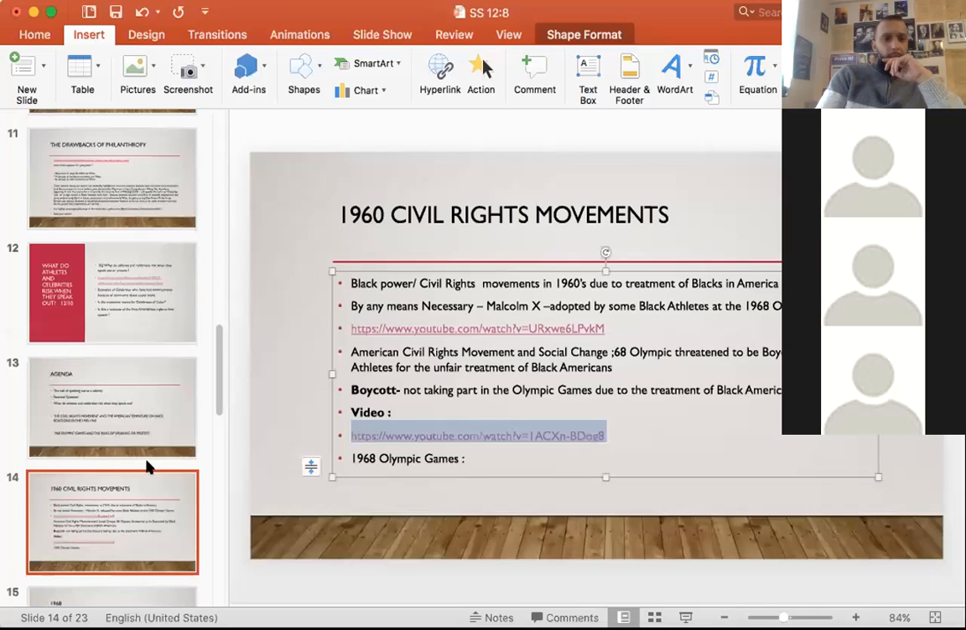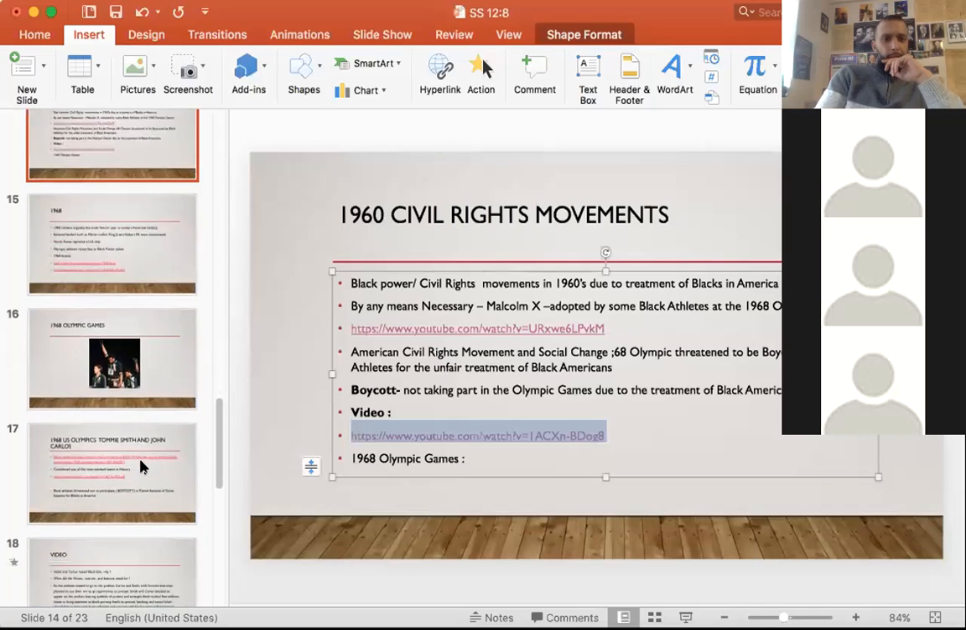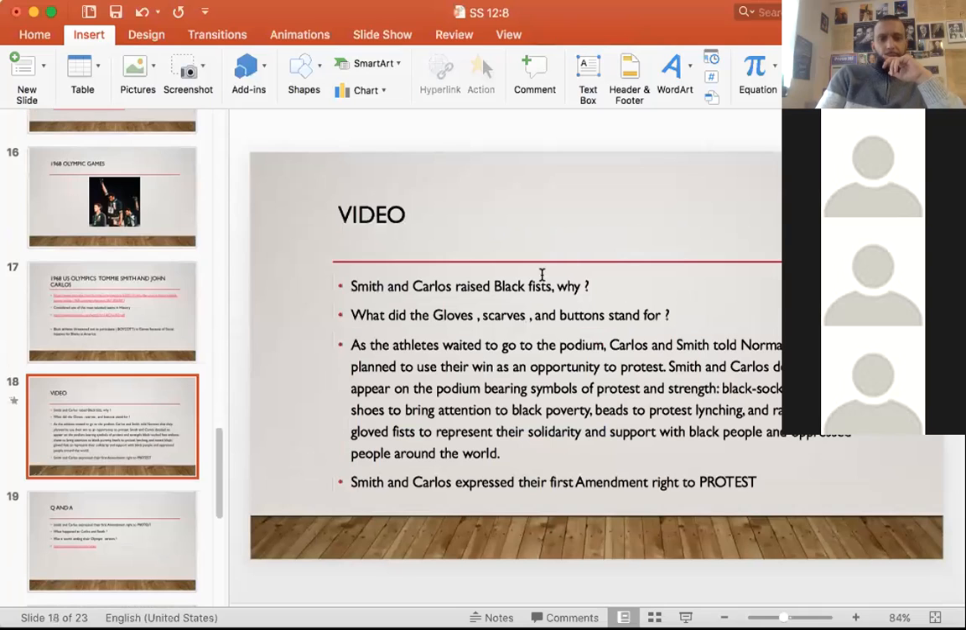Okay, so just to kind of recap, let me get my screen back up here. Let's go to the video. So why did Tommy Smith and John Carlos, why did they raise black fists? What were they symbolizing? What was the purpose?